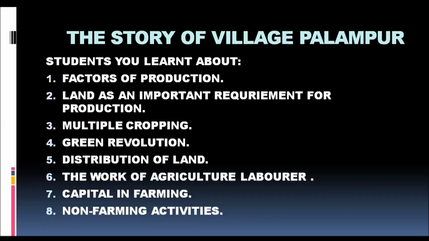So we learned about a few concepts in economics, taking the example of the story of Palampur, that is, factors of production, land as an important requirement for production, multiple cropping, the green revolution, distribution of land, the work of agricultural laborers, capital and farming, and non-farming activities.